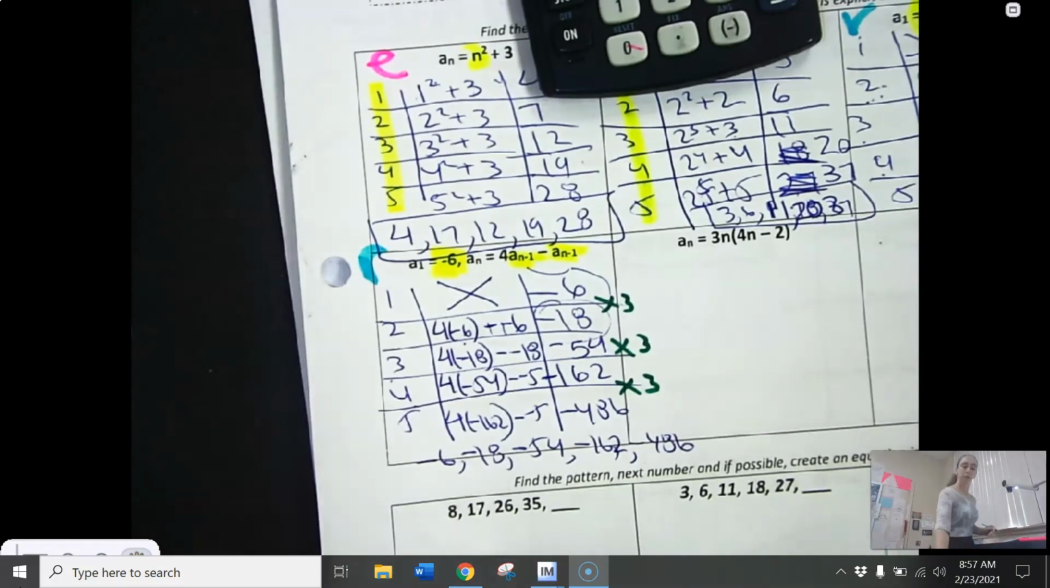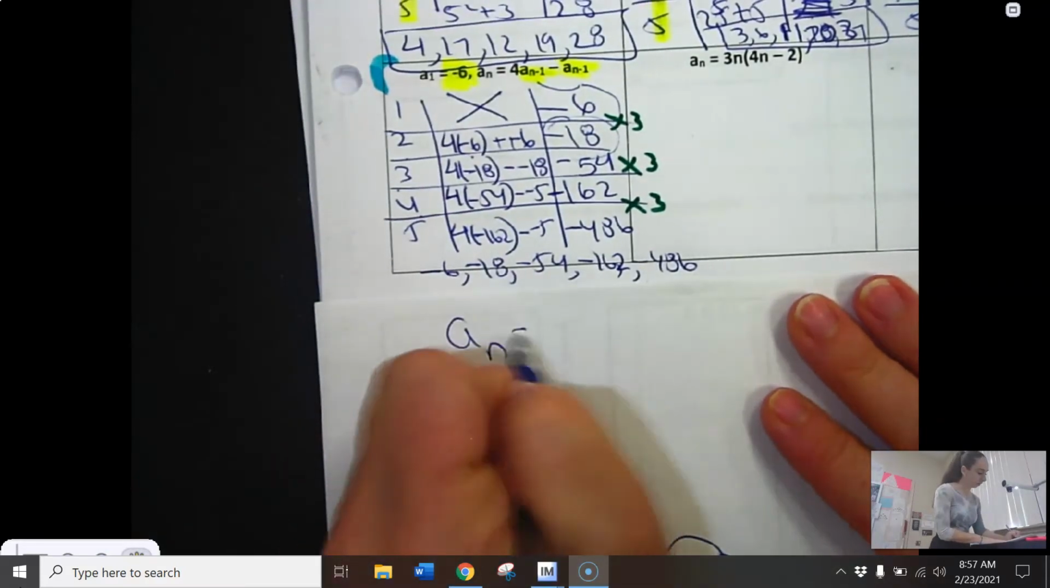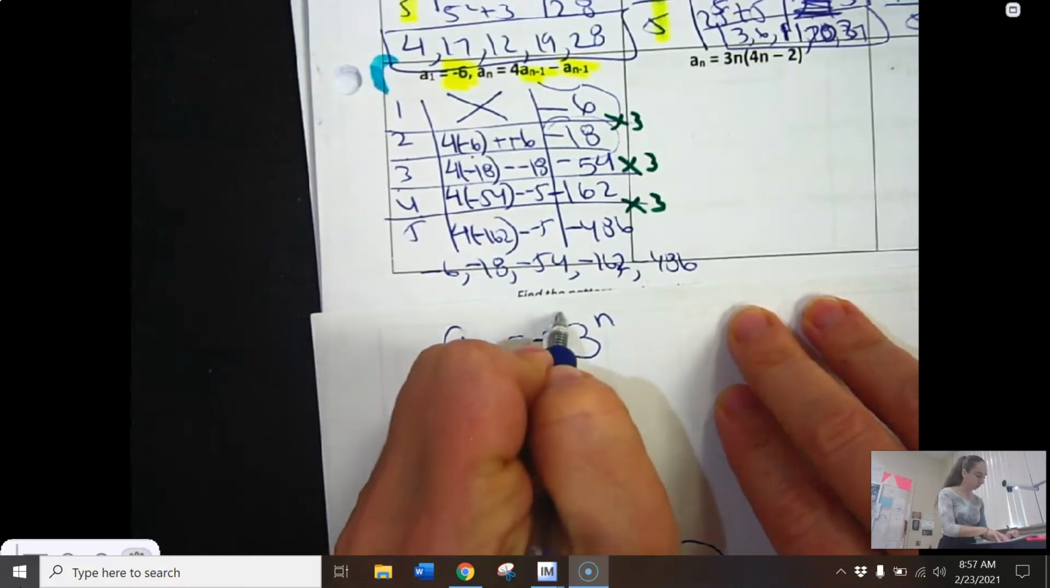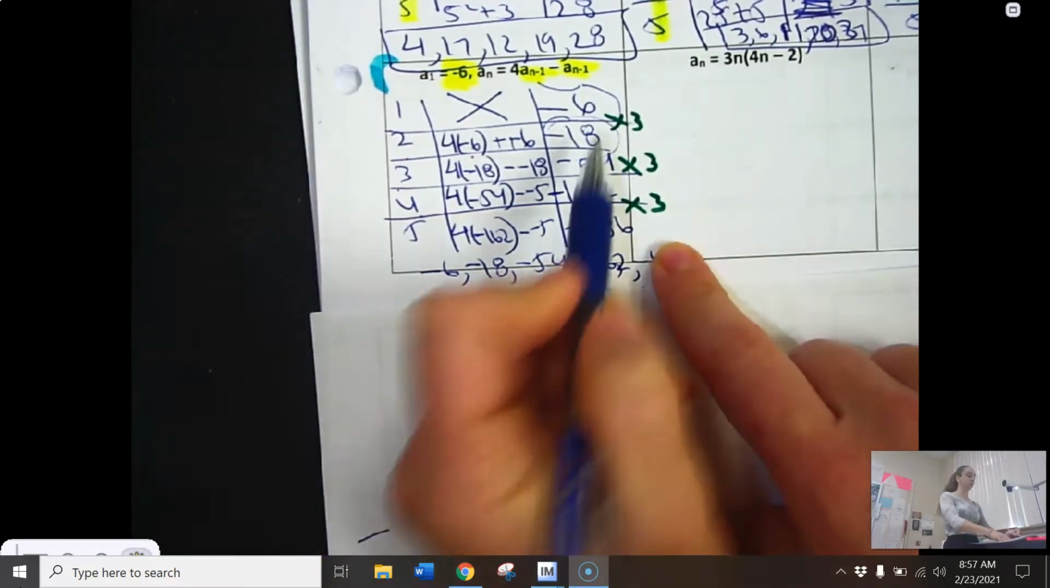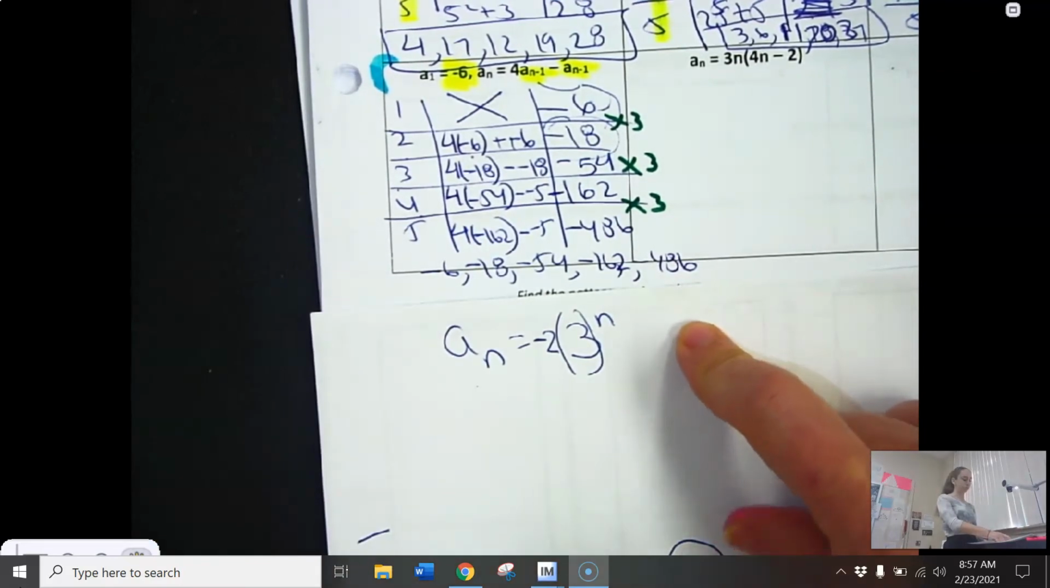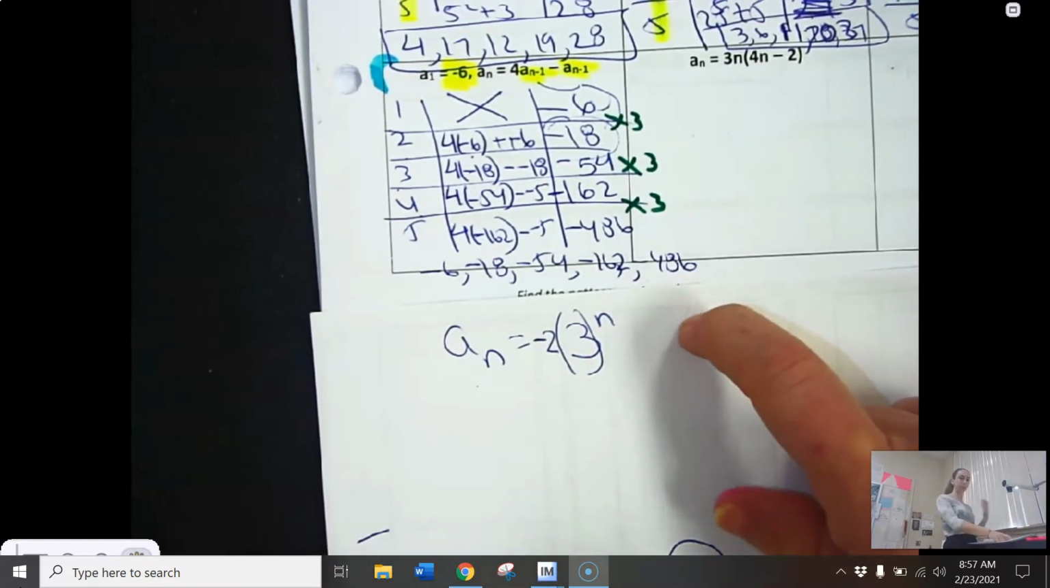Okay. That's a recursive. I could actually find an explicit by going a sub n equals, what's the pattern? Times 3. And then I need the 0 term. So the 0 term would be -2, because if this is times 3, times 3, this would be divided by 3. Okay? And we're going to get into more about creating that, but I just want to put that in your mind.